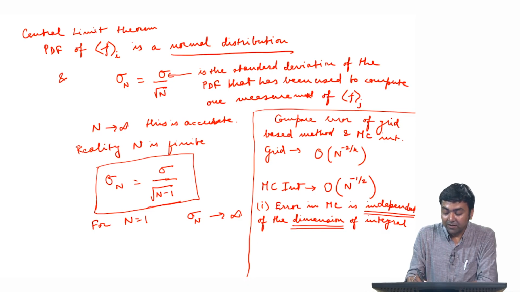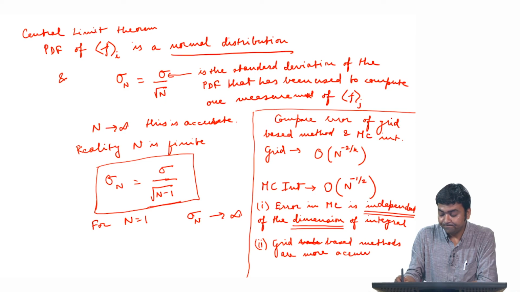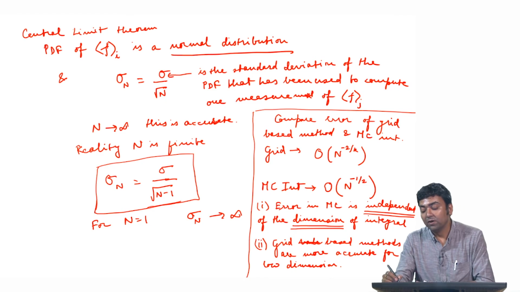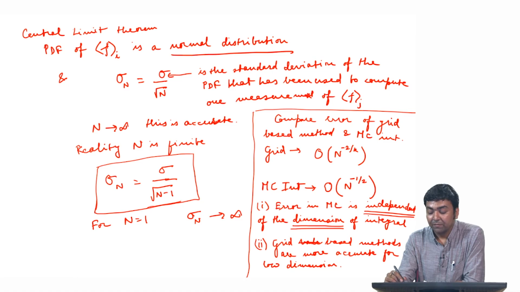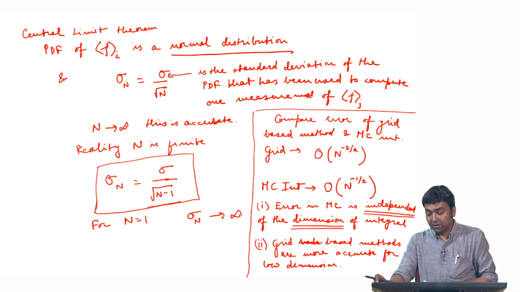The second thing this tells us is that grid based methods are more accurate for low dimension. For example, if you consider k equals 1, that is, a one dimensional integral, this tells me that my error is much smaller for the grid based method compared to Monte Carlo integration. Okay, so far so good.